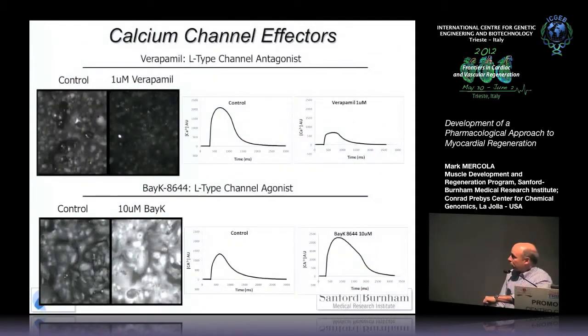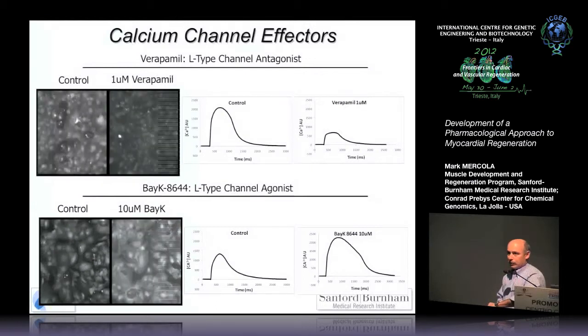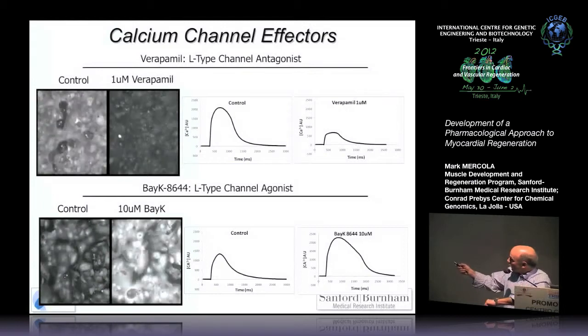So looking at the effect of a few drugs, we've looked at a number of drugs to try to validate this, with the idea that this would also be useful for arrhythmogenicity testing of drugs early on in the pharma pipeline. But here we can look at a calcium channel opener or closer. Here, verapamil to close the calcium. You can see that blocked. The opener here, Bay-K. You can see how it increases the height of the transient, but most importantly, the timing of it.